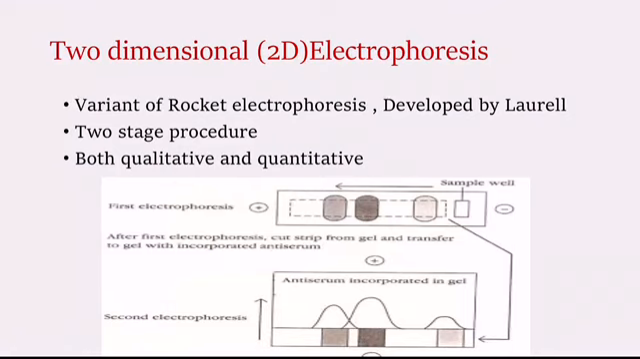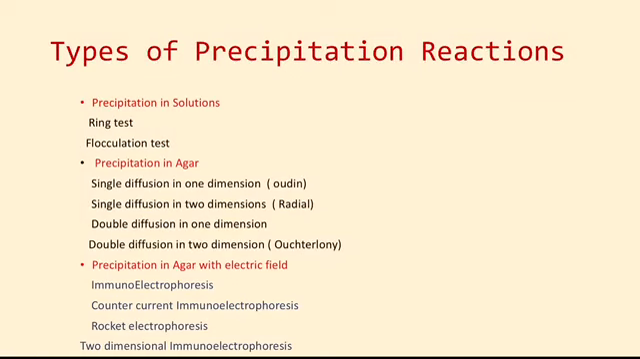These precipitation reactions can be carried out in solutions. Examples are the ring test and the flocculation test. Flocculation can be carried out either on slides or in tubes. Now the precipitation reactions can also be carried out in gels. Agarose is preferred over agar. So agarose gels can be used for single diffusion in one dimension, and single diffusion in two dimensions.